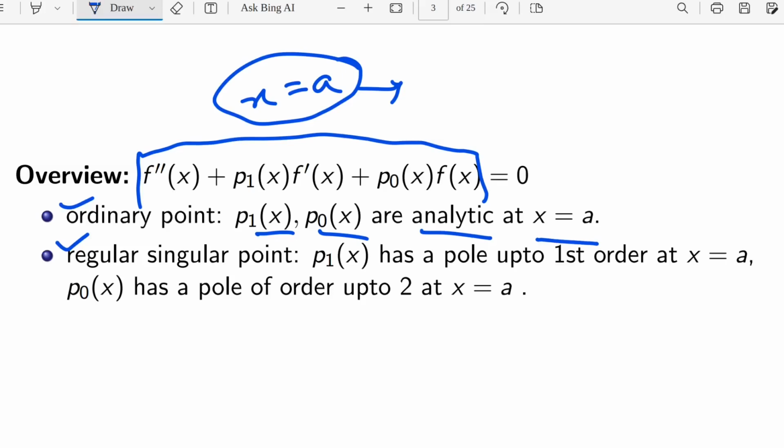And what about the regular singular point? If x equal to a is a regular singular point, then 2 conditions should be satisfied. The first one is that p1x has a pole up to first order at x equals a. And what is the second condition? p0x.